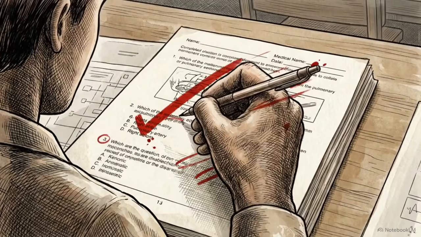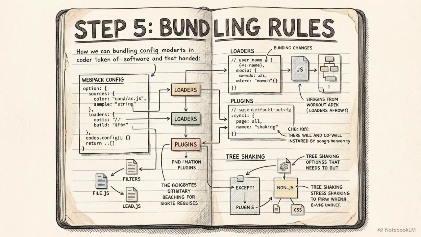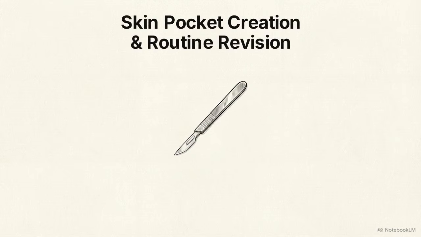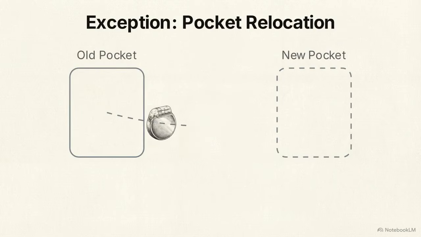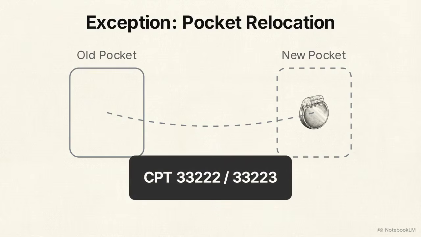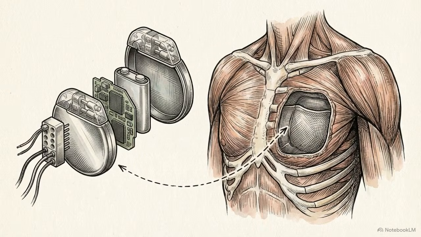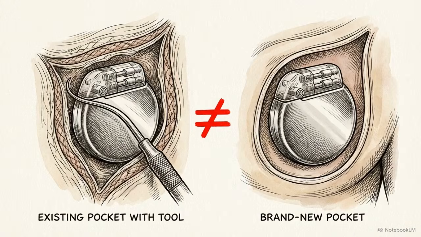Step 5 requires identifying bundled procedures and dodging test traps. Let's set a clear rule for the skin pocket. The creation or simple revision of a skin pocket is inherently bundled into the primary implant procedure. You must never code separately for skin pocket creation, and do not code separately for a routine revision. There is one exception: the relocation of a skin pocket, using codes 33222 or 33223, is a completely separate reportable service. For example, in an explant scenario where the surgeon removes a battery and repositions the pocket entirely, you report that as a relocation. Read the text carefully, because relocation and revision are different actions.